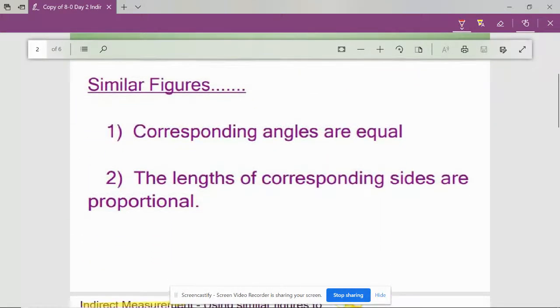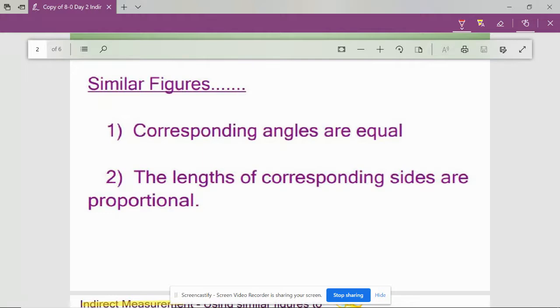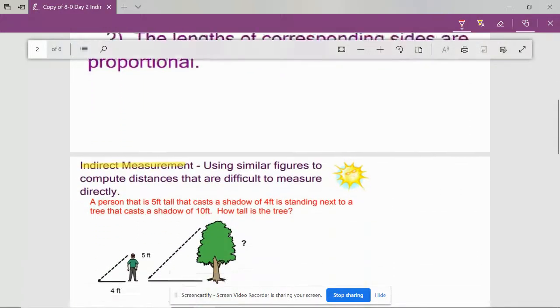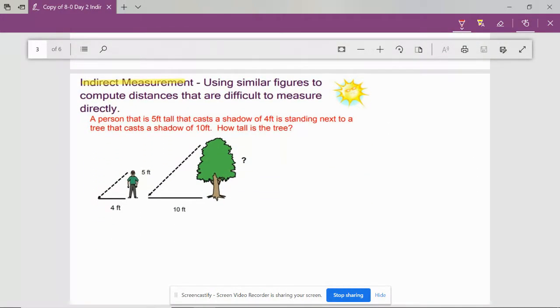So again, we talked about similar figures, that we had to follow two rules. One, that the corresponding angles had to be equal, and number two, the lengths of the corresponding sides are proportional. We looked at that at the beginning of our lesson yesterday. So as we move forward, we're talking about indirect measurement, which means we're going to use similar figures to compute distances that are difficult to measure directly.